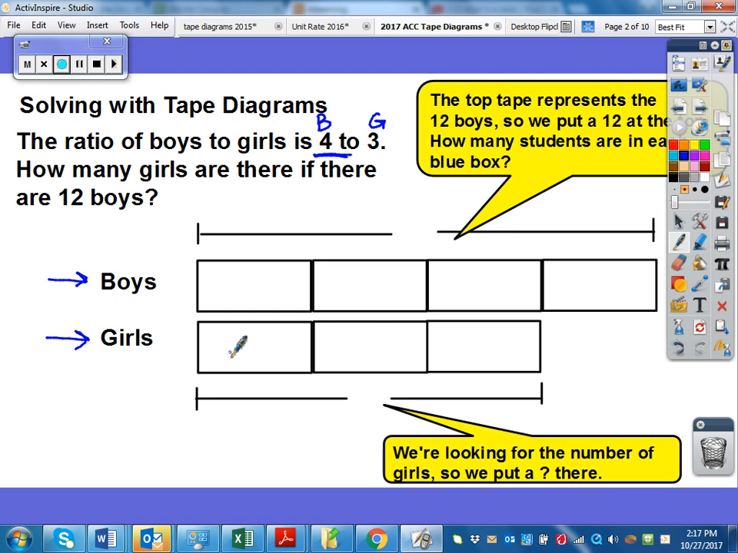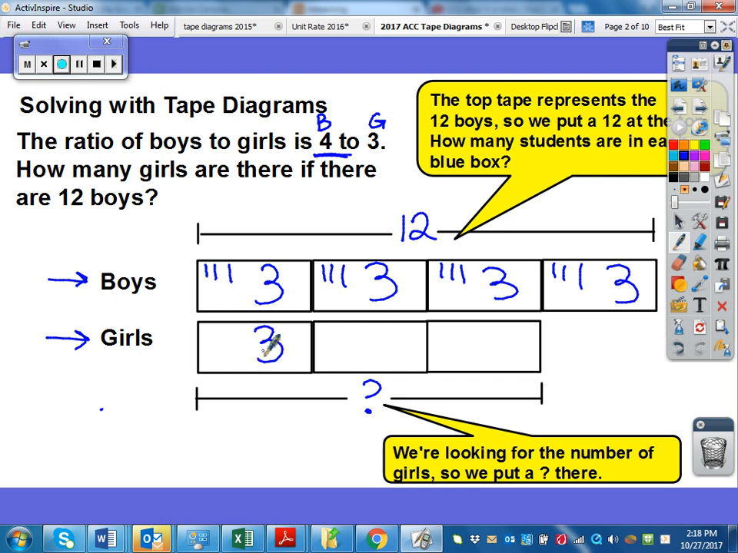Now, how many girls are there if there are 12 boys? The next thing we're going to do is label the information the problem gives you and what you're looking for. We know there are 12 boys in the class, and we're looking for the number of girls. I have 12 boys over here, and I'm going to split them up into 4 different groups. So I have one boy here, a boy here, a boy here, a boy here. Then I have another group, and then another group, and that equals 12. So I have 3 boys in each box.